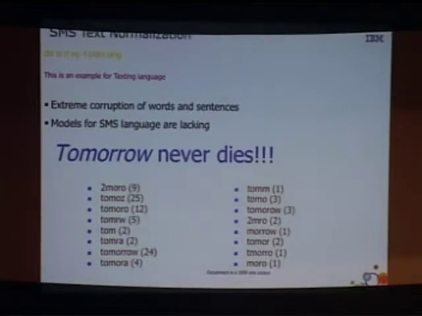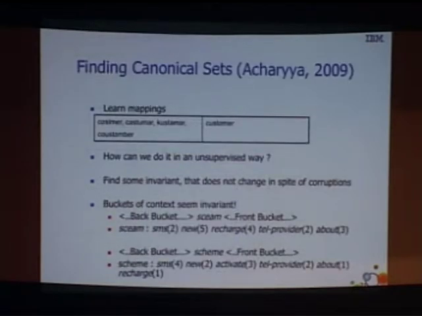So, what has been done? People look at how you learn mappings. So for customer, people write different ways in which they have written customer. And what do you use to do the correction? You can't use edit distance anymore. So what do you use?